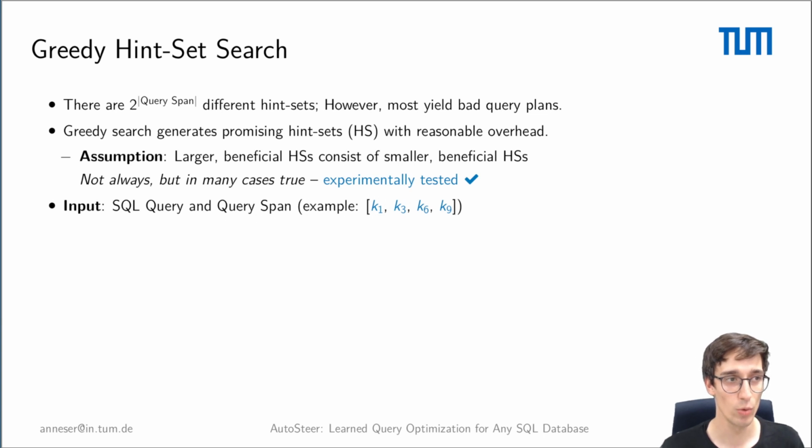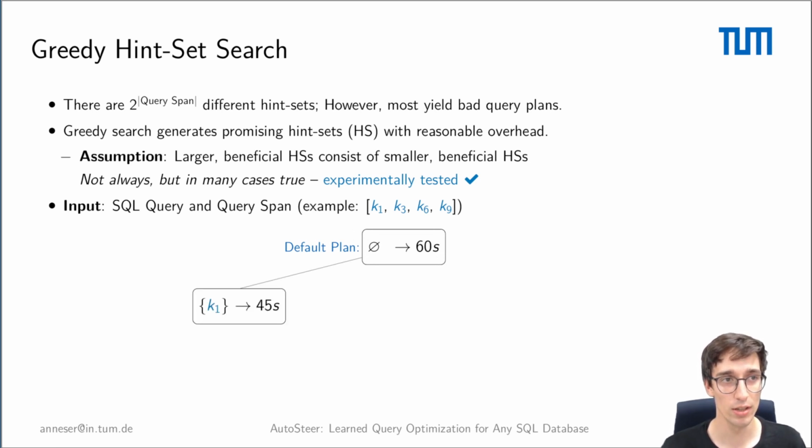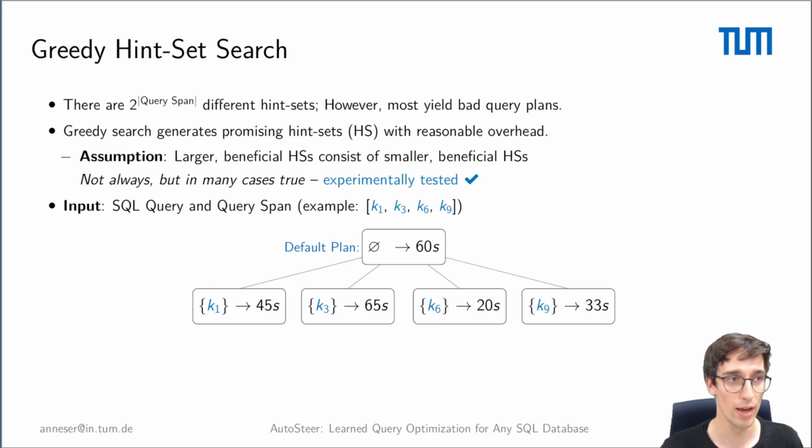In that case, we have a query span with the knobs 1, 3, 6, and 9. So first, AutoSteer uses the empty hint set to execute the default plan, yielding an execution time of 60 seconds. Then, AutoSteer disables every knob found in the query span and executes the resulting query plans. In case a hint set generates a plan that performs worse than the default, AutoSteer discards it. Here, this is the case for knob 3.